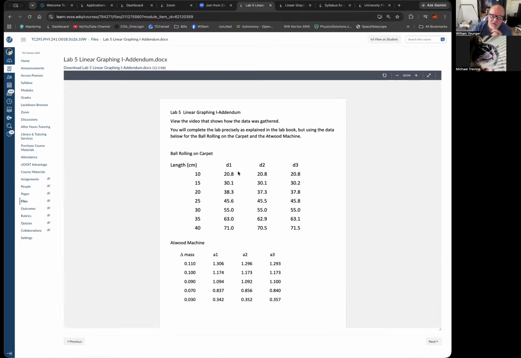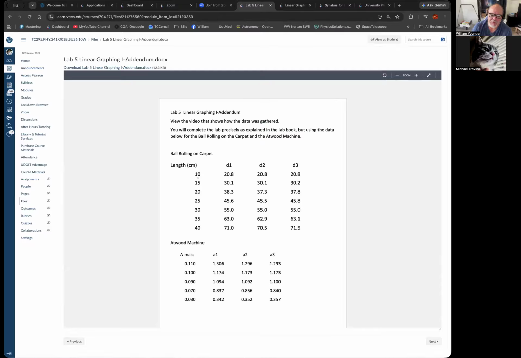So this is our data. For a certain distance, we got 20.8 centimeters in the first trial, 20.8 centimeters in the second trial, and 20.8 centimeters in the third trial. What that meant is when we used the meter stick length of 10 centimeters for the height at which we released the ball, it went 20.8 centimeters across the carpet in each of the three tries. We'll take the average of those, and that'll represent our y value for the given x equals 10 centimeters.